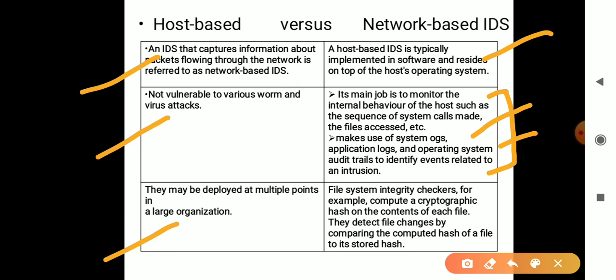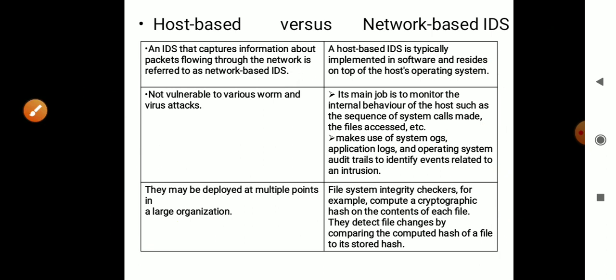And based on this, file system integrity checks are being made, where it is easy to identify any changes that are made to the files that are already present in the system. So these are the different types of intrusion detection systems that are being identified.